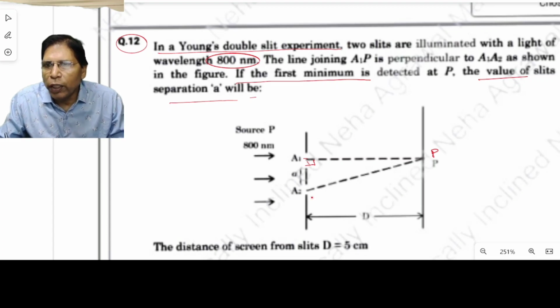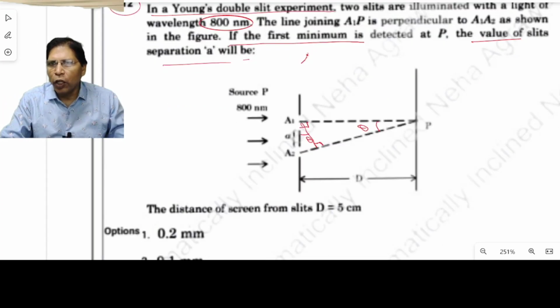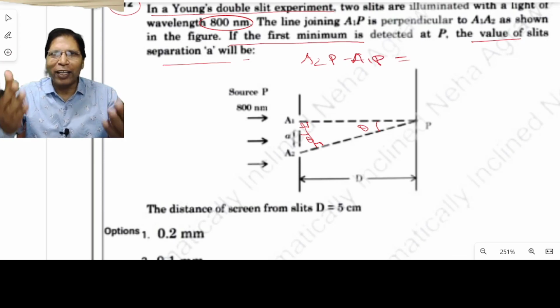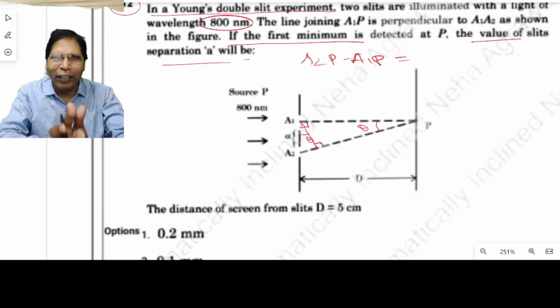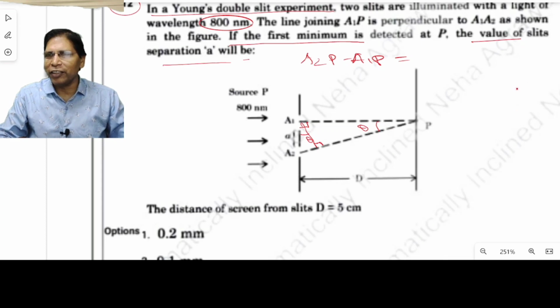Now, what will be the path difference? Look at this, A2P minus A1P equals the odd multiple of lambda by 2, because this is the condition for minimum interference. So look at this, this is the lambda by 2.